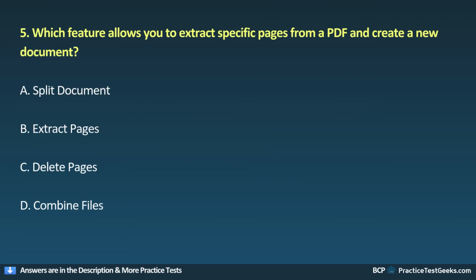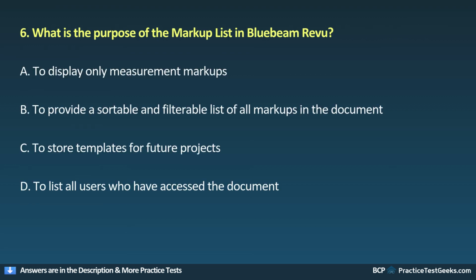5. Which feature allows you to extract specific pages from a PDF and create a new document? A. Split document. B. Extract pages. C. Delete pages. D. Combine files. 6. What is the purpose of the markup list in Bluebeam Revu?